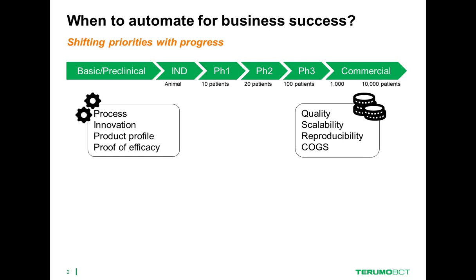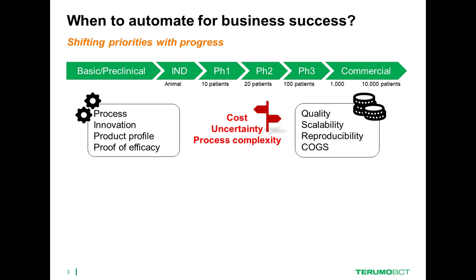Throughout the industry, there is a consensus that automation for advanced therapy product manufacturing is critical for business success. The debate now is, when should we incorporate automation? We have to recognize the distinct shifts in priorities along the development cycle of the therapeutic product. Scientists are focused on figuring out the process, innovation, product profile, and proving that the therapy works. On the other end of the spectrum, a manufacturing mindset is directed at meeting quality requirements, having a scalable and reproducible manufacturing process while managing the cost of goods in order to be accessible as a treatment option.